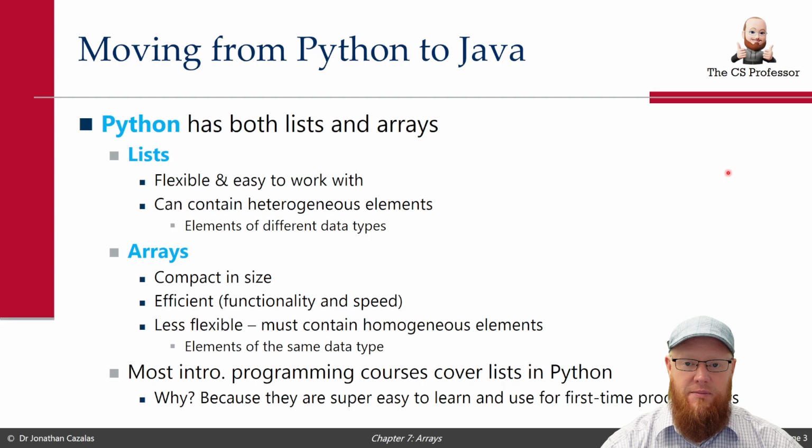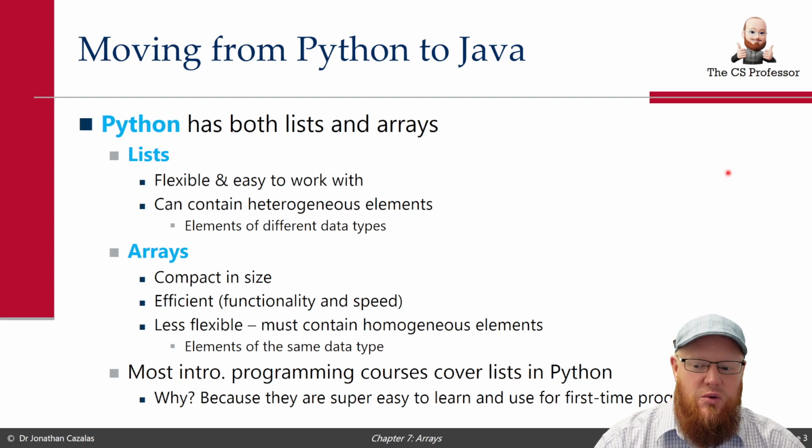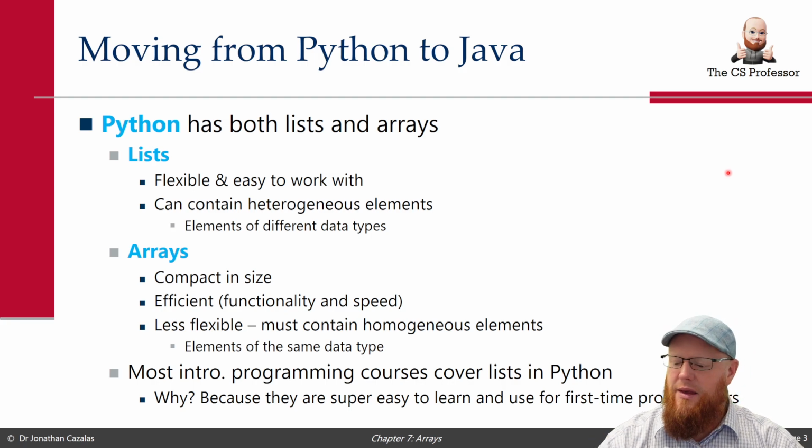Let's jump right in. Python actually has both arrays and lists, but normally in an intro programming course, an intro boot camp, we just cover lists if we even make it that far into Python, because lists are just easier to work with. Even in Java, an array list, for the uninformed, the inexperienced, is just easier to work with. So let's first cover Python.